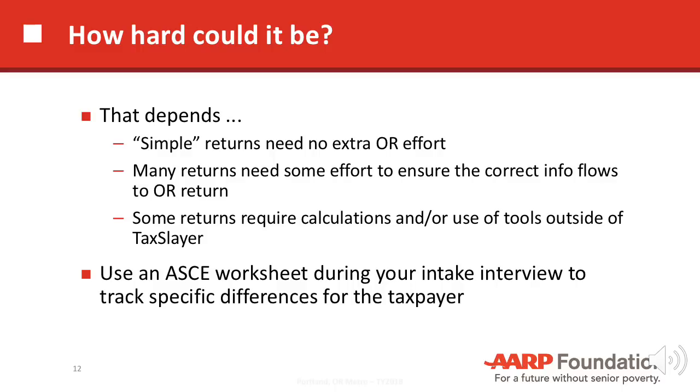So we have to complete a federal return before we can start on the Oregon return. And before we can start on a federal return, we have to complete the initial interview and intake process. And when filling out the taxpayer's Form 13614, we recommend you also fill out the ASCE worksheet. You'll be able to download it. That's additions, subtractions, credits, and exemptions. This will be a good way to track specific differences between federal law and state law and assist you in completing the state return.